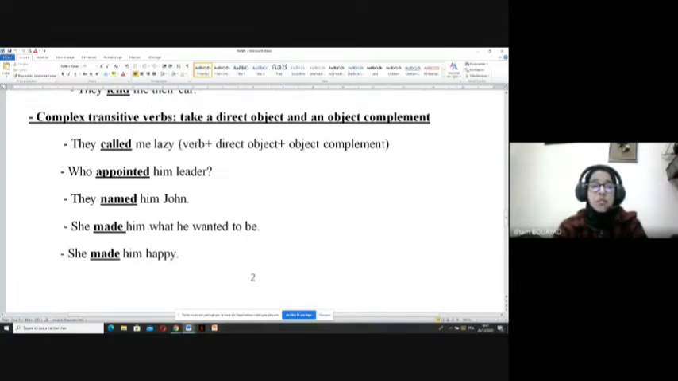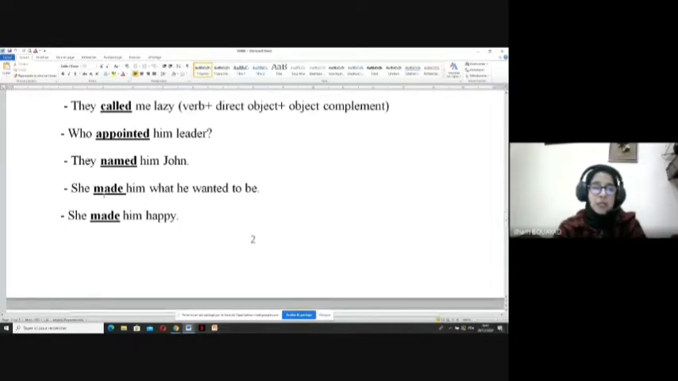Okay, so you see, called is a verb, then called whom? Me. Then me here is a direct object. They called me what? Lazy. So here we have an adjective functioning as an object complement because it shows who is lazy? Me. Okay, it gives you information on the direct object. So the same case for the other examples.